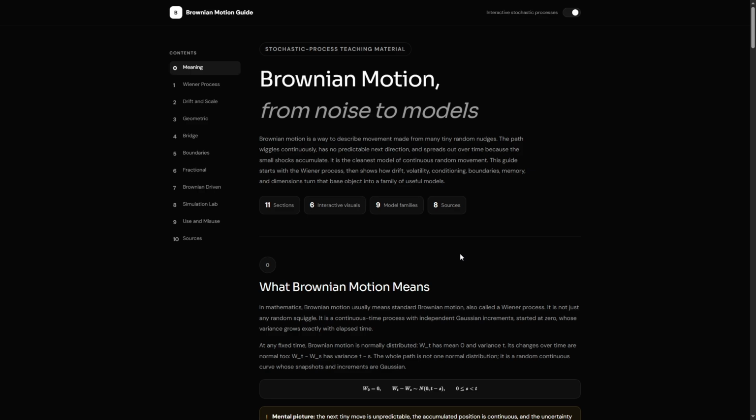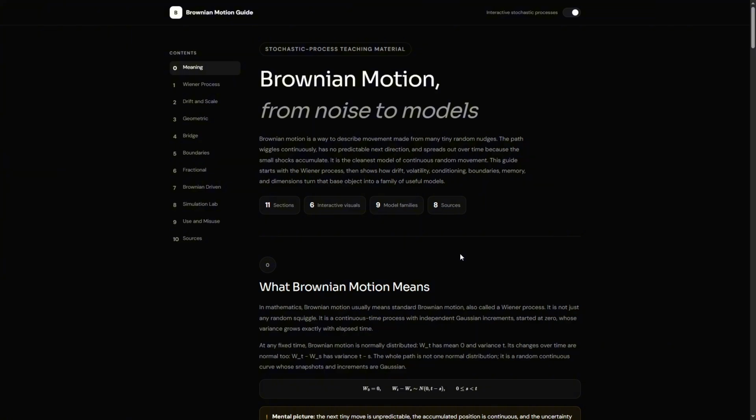Long story short, Brownian motion is a mathematical way to describe something moving through tiny random nudges, one after another, continuously. So think of it like this. Imagine you're blindfolded and every second someone gives you a small push, left or right, completely randomly. Where you end up after 1,000 pushes, that's Brownian motion.